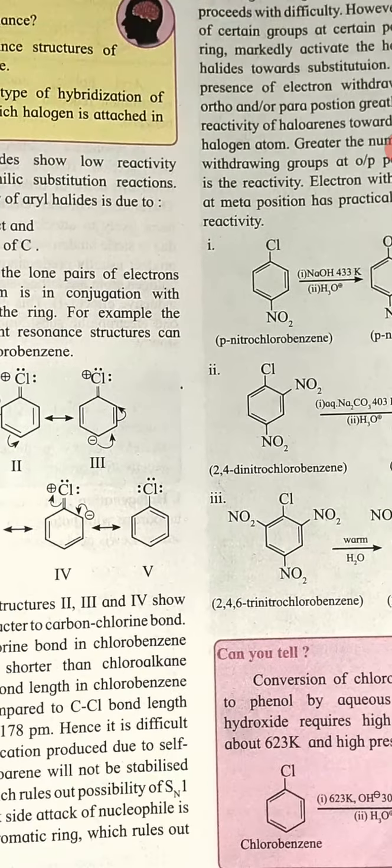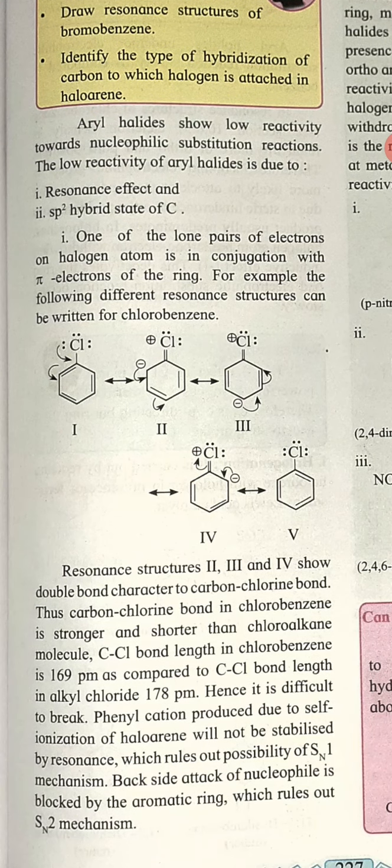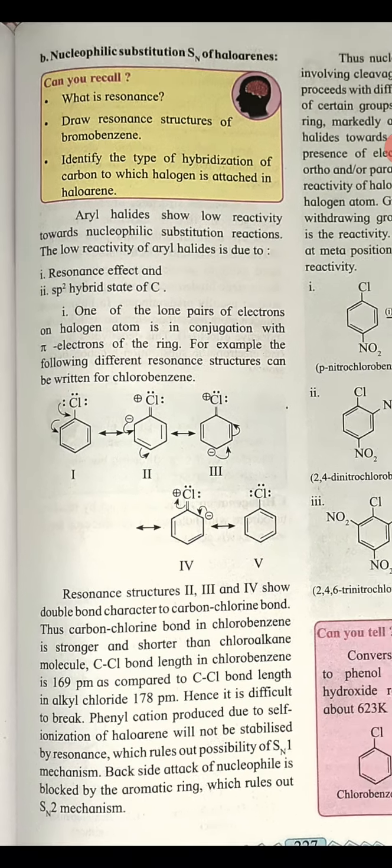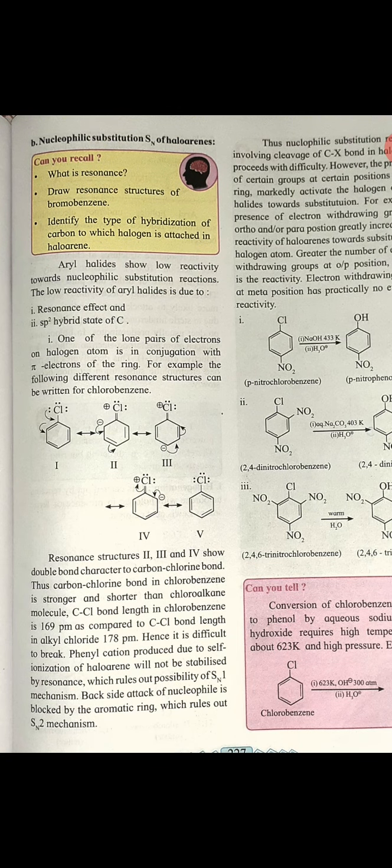The bond length between carbon and halogen in chlorobenzene is 169 picometer, and the bond length of C-Cl in alkyl halide is 178 picometer. So which bond is easily broken? The C-Cl bond in alkyl chloride, because it is larger in length. The bond which is smaller in length is very difficult to break. This is the reason that aryl halide shows low reactivity towards nucleophilic substitution reaction.